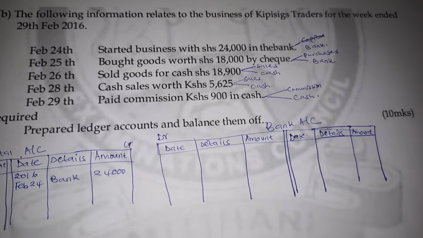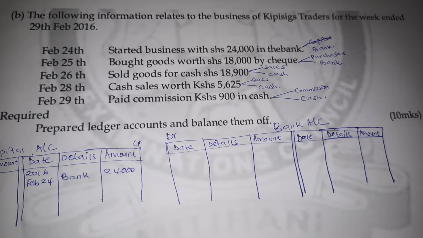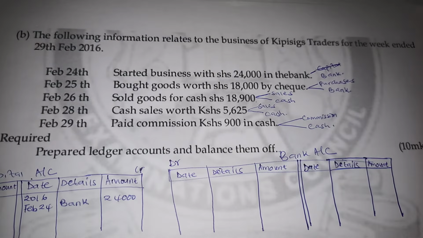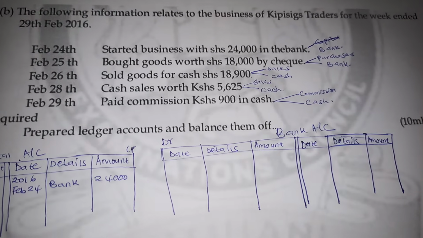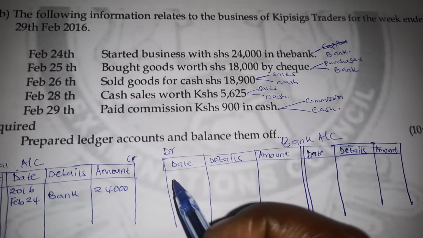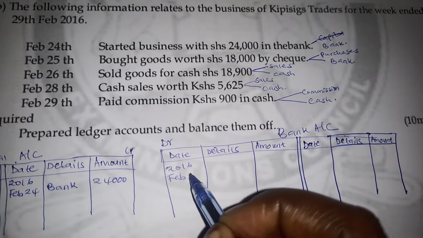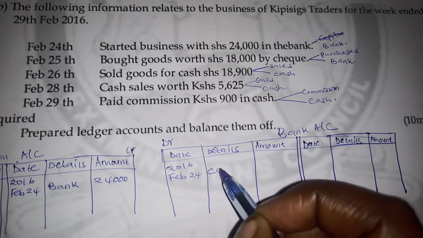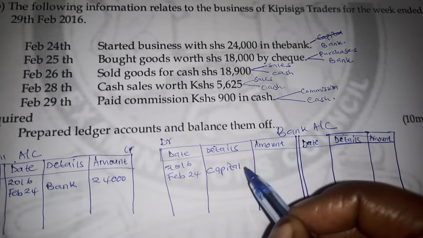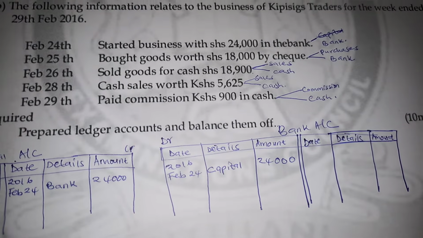You can always abbreviate the word account with A/C. So there is an increase in money in the bank by 24,000, with a debit. Remember, the bank account is an asset, so an increase in bank is supposed to be debited. This is the year 2016, the month of February, date 24. This money is the capital for the business, which is 24,000.